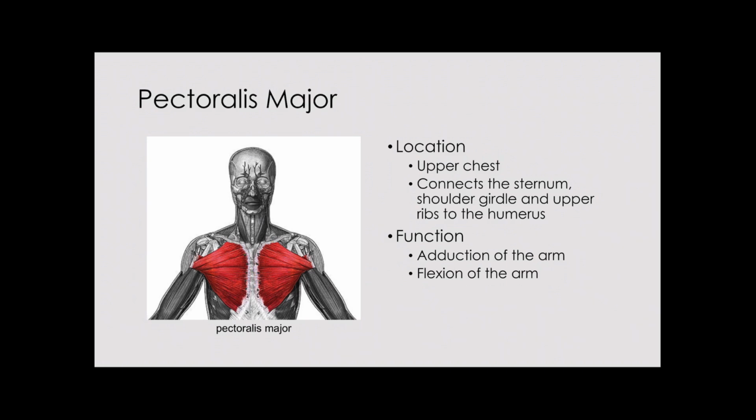So what are the major trunk muscles? The first one is called your pectoralis major. You probably heard about this, worked it out. Some of the equipment in the gyms have specific machines that work out your pecs. So where are they located? Obviously, you can see in this picture, they're located in your upper chest. They help to connect your sternum, your shoulder girdle, your upper ribs, all to your humerus. So when you're moving your upper arm, you're actually moving your pecs as well.